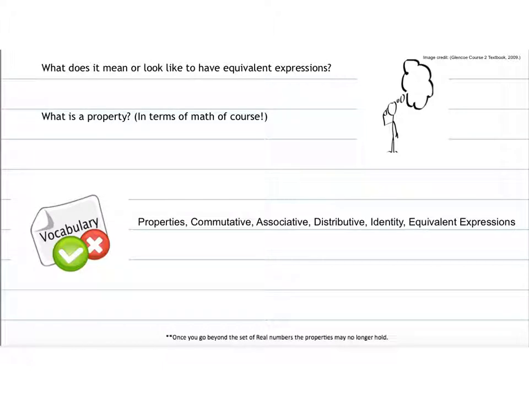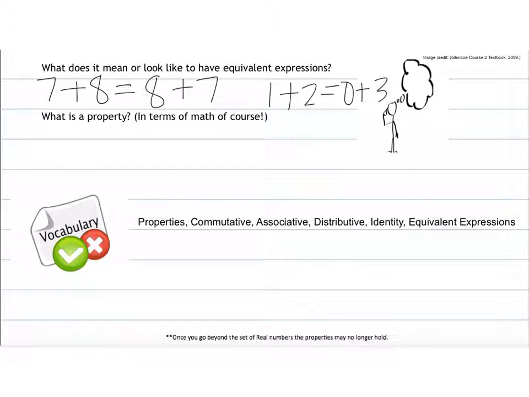So, some of our vocabulary. First of all, what does it mean or look like to have equivalent expressions? We can write things differently and they can still be equal. We could write 7 plus 8 and it could still equal 8 plus 7. We could write 1 plus 2 and it could still equal 0 plus 3. That means they are equal on both sides. This is an expression and this is an expression.